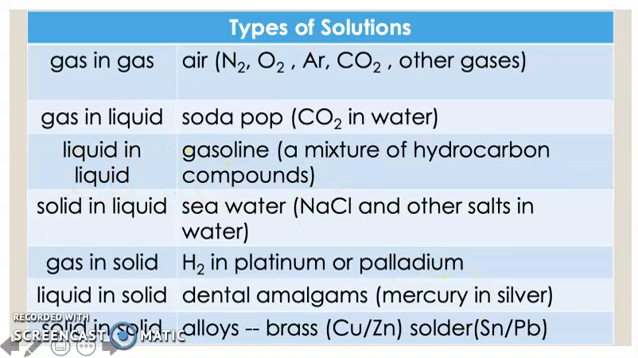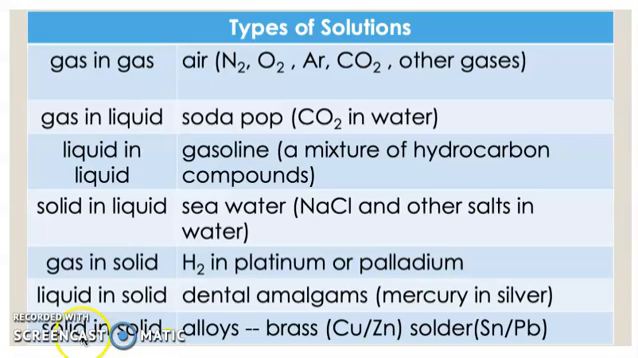Liquid in liquid is the most common type. Gasoline, there's a bunch of other types of things, liquid in liquid solutions. Solid in liquid, that would be like seawater or salt water. Any salts are solid, and then you drop them in the water and they dissolve into the water. Gas in a solid, an example would be like hydrogen in platinum or palladium. Hydrogen is a gas. It can be forced into those solids to form a solution. We have liquid in solid, dental amalgams. They put mercury in silver. If you remember, mercury is one of our 2 elements on the periodic table that is a liquid at room temperature. It's the only metal that's a liquid at room temperature.